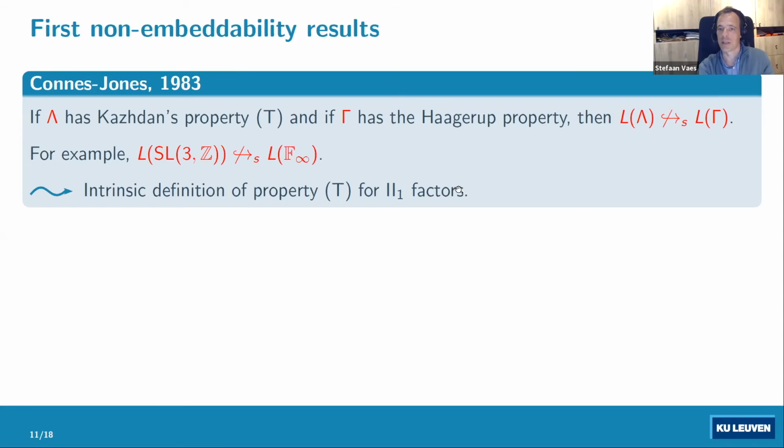So here is a nice and qualitative non-embeddability result. For instance, there is no room in L of F infinity, and even into its amplifications, to hold the group factor of SL3Z. All this follows from the possibility to intrinsically define property T and the Haagerup property for II_1 factors, but I will not go into that.